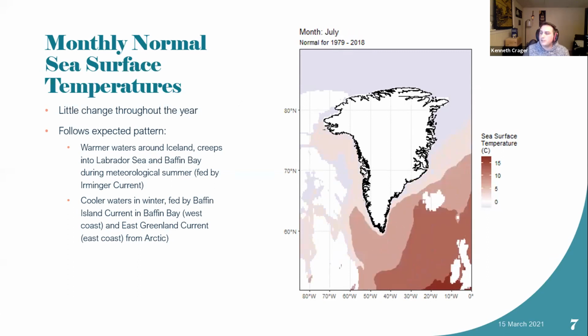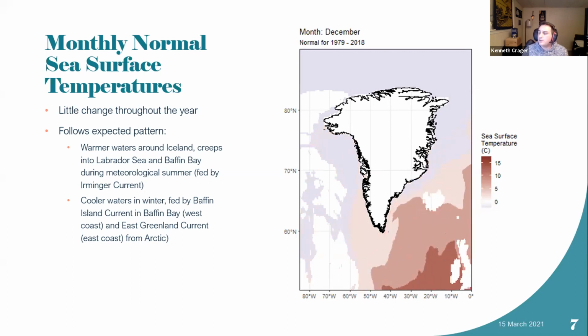So again, starting with the normals. These are really easy to digest. These are sea surface temperatures in Celsius around Greenland. The white areas indicate land. I only pulled Greenland's coast, so that's really my area of interest there. But kind of as expected, didn't really see a whole lot of change throughout the year in the normals. Kind of follows the expected pattern of warm waters being fed by warm water currents, and colder waters being fed by cold water currents, in the appropriate seasons.